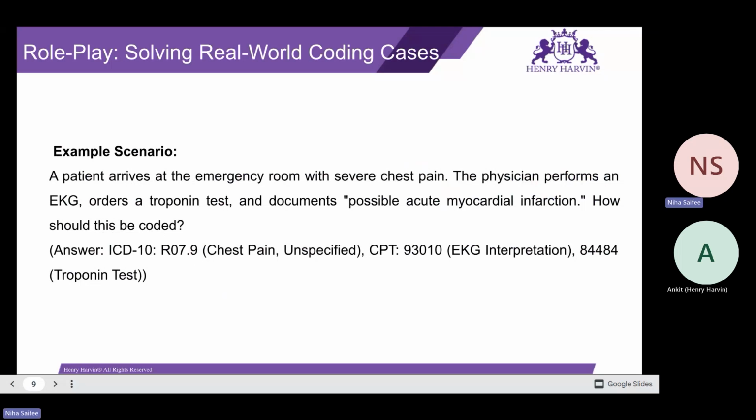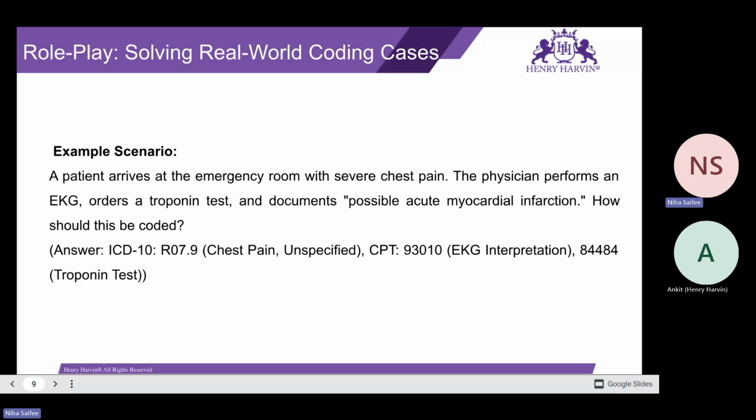When a patient is coming to the emergency department with chest pain, the first thing the physician will say is to do an EKG. Okay, EKG is nothing but ECG. After that, some blood tests will be required. The first one required is the troponin test. If the physician feels there is a possibility of myocardial infarct, then this test is required.